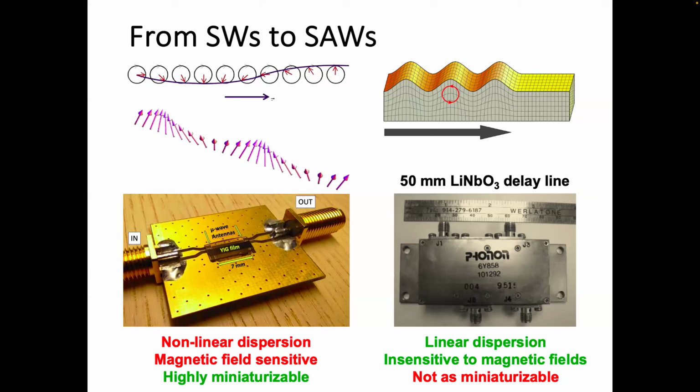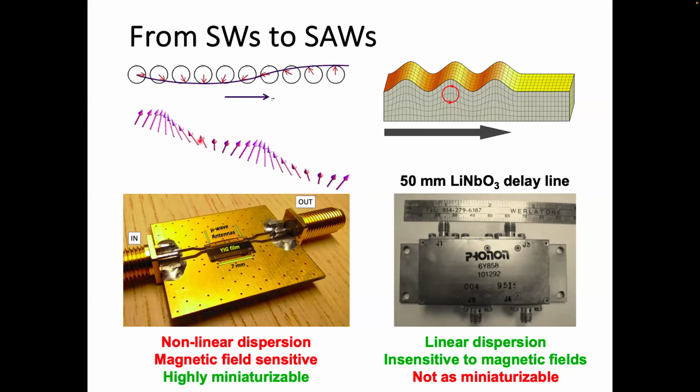So instead of having the spins, the magnetic moments, doing their oscillatory movement, we're going to have actual atoms in the crystal doing Rayleigh waves on top of the surface of the lithium niobate crystal. So this is a surface acoustic wave delay line that we bought from eBay.